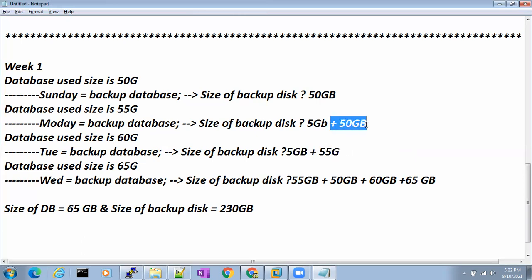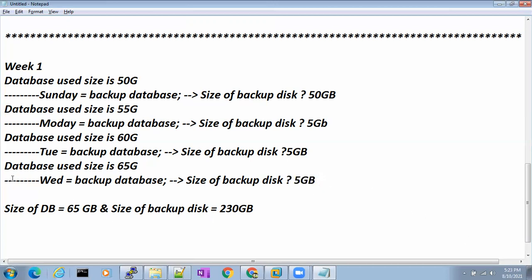Or else we'll do one thing. It has to take only backup of 5 GB here. Next Tuesday, it has to take only backup of 5 GB. Next database used is 65 GB, which means from 60 it has increased to 65. From Tuesday to Wednesday, how much is the change? 5 GB. So when I take a database backup on Wednesday, it has to take only 5 GB.